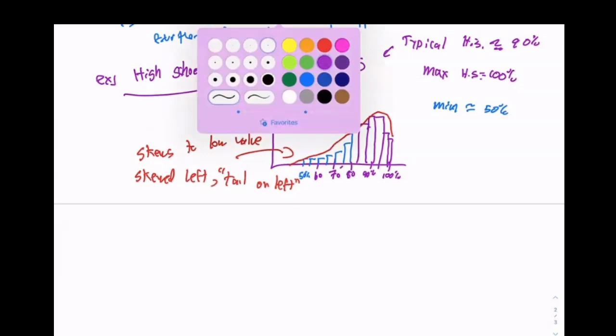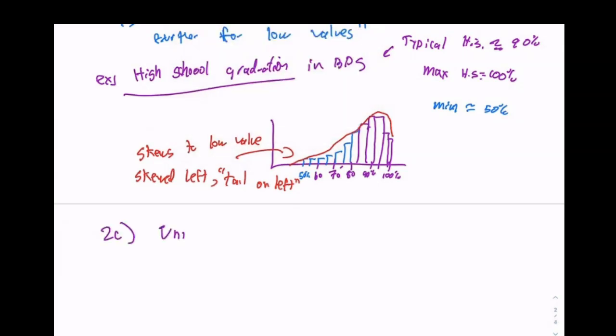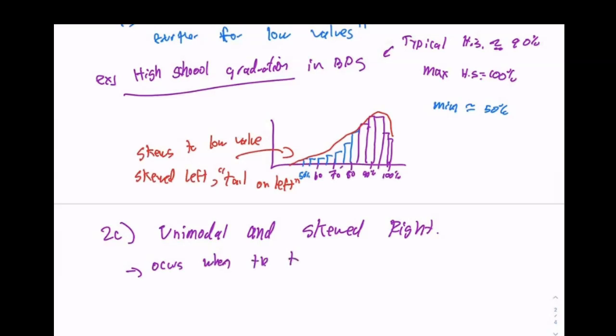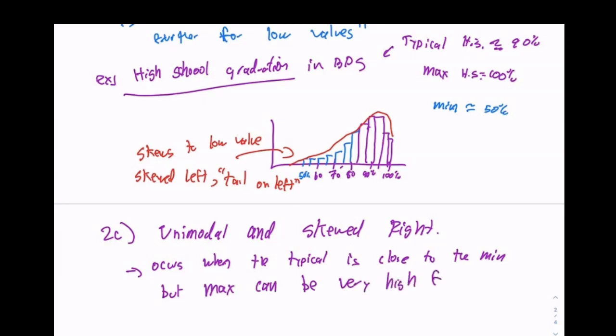2C. Unimodal and skewed right. This typically, it's just the opposite. This typically occurs when the typical is close to the min, but the max can be very high for many.